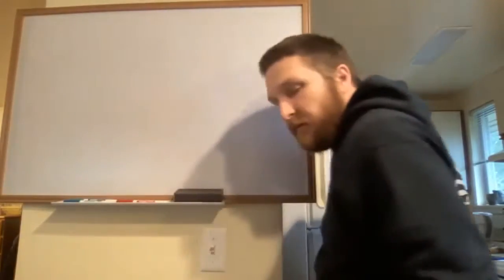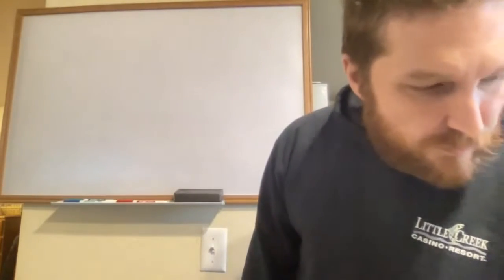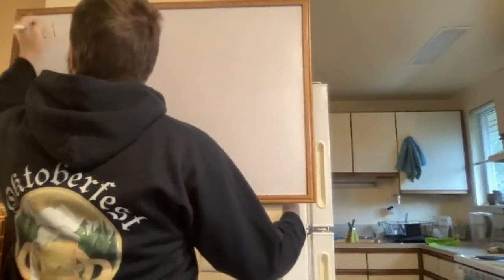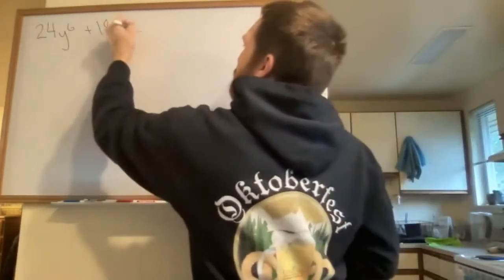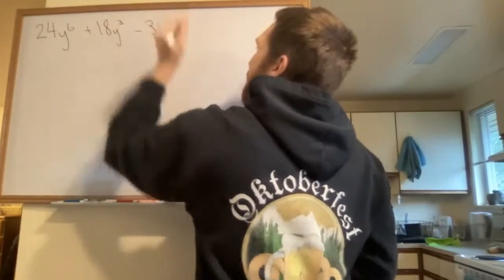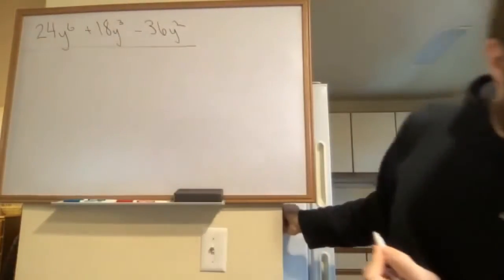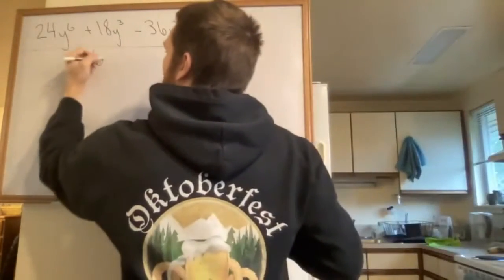So the first thing that your book goes over, and we're just going to go ahead and do it too. There are certain cases where you don't need to use the actual long division algorithm for this. For instance, if you have something like this, 24y to the 6th, plus 18y to the third, minus 36y squared. And we want to take that number and divide it by 6y squared.